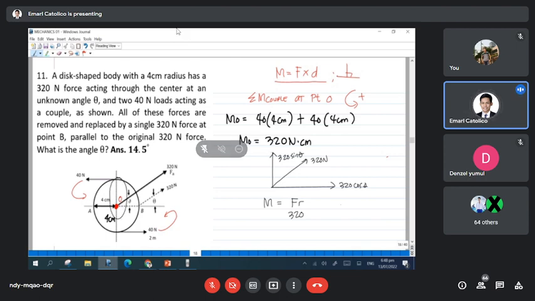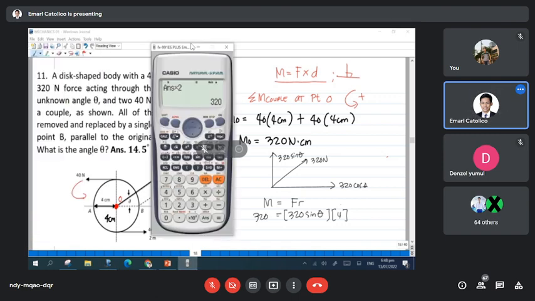Ito siya, no? So, 320 sine theta times distance 4 is equals to, yung moment na nakuha natin is 320 Newton cm. Kahit hindi mo na isulat yung unit kasi unit-wise naman yan. So, shift solve, makuha mo yung value ng theta. So, 320 is equals to 320 sine alpha x. Ito na lang yung times 4. Huwag niyo i-multiply sa angle ha, kasi maiba yung sagot niya. Yun, 165.522.